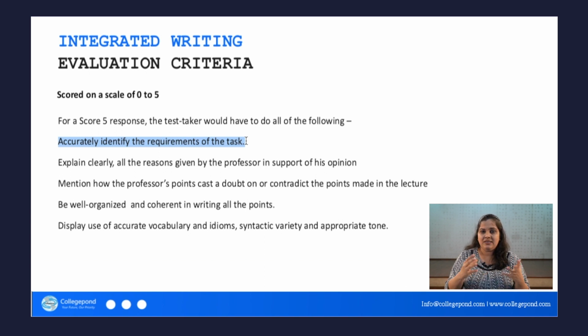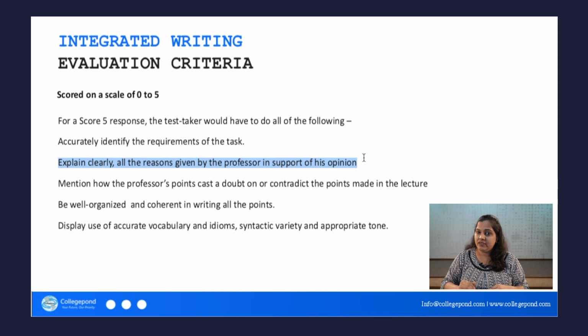The good part is you will see the word count on your screen, so you don't have to worry about it. But you should really know how much time you need to write so much. You need to do a lot of practice before you actually embark on this. Now, explain clearly all the reasons given by the professor in support of his opinion. Now remember, you're going to summarize the professor's opinion, and you're not going to summarize the passage, right? So you have to try and remember all the reasons that the professor gave.